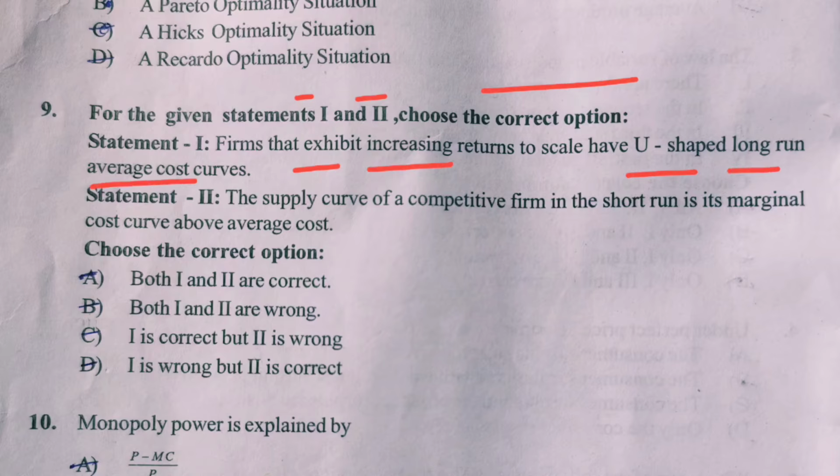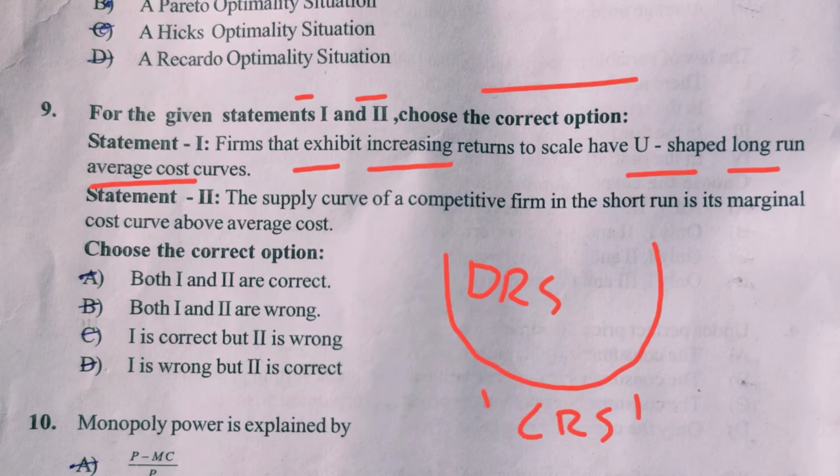So exhibiting increasing returns to scale. If we have a U-shaped cost curve, the first downward sloping part shows us decreasing returns to scale. This part shows us constant returns to scale, and this shows increasing.